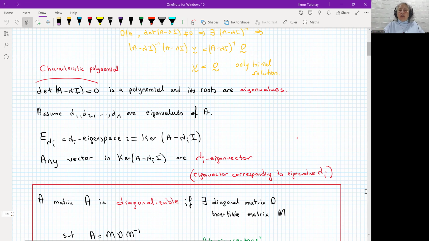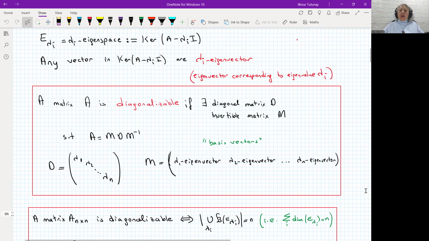And why is it important? There are many reasons for it, but one of the reasons is the diagonalizability of a matrix. If you have a matrix A, which is an n by n matrix, we call it diagonalizable if there exists a diagonal matrix D and an invertible matrix M such that A is equal to M D M inverse. If the lambdas here are the eigenvalues, the matrix M can be constructed so that each column will be the lambda i eigenvectors.